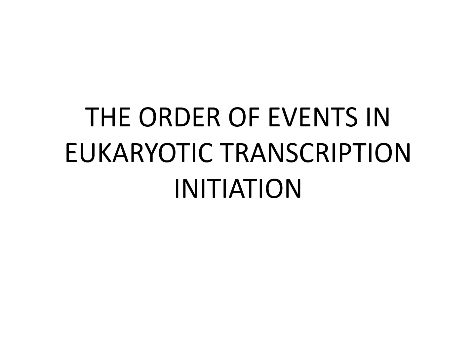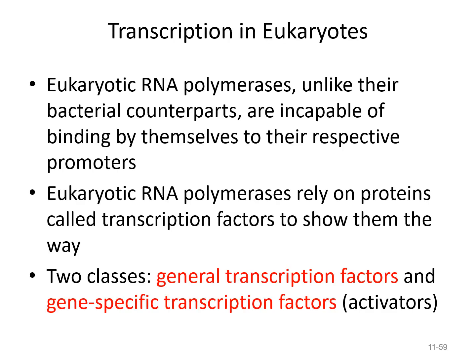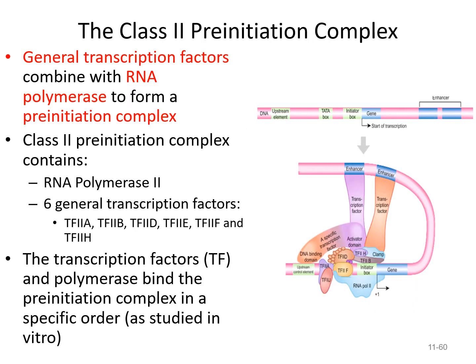And the order of events in eukaryotic transcription initiation. Eukaryotic RNA polymerases are not capable of binding by themselves to their respective promoters. They rely on proteins called transcription factors to bind to their promoters. A transcription factor is any protein that regulates transcription and is not a subunit of the RNA polymerase. There are two types of transcription factors: the general transcription factors and the gene-specific transcription factors, which are the activators.